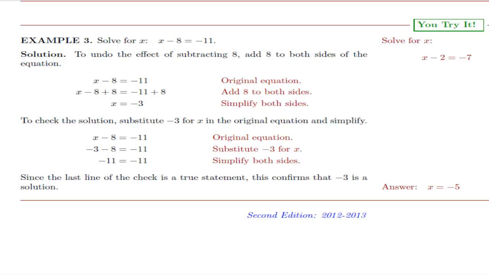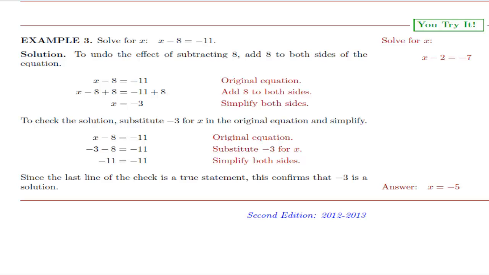Example 3. Solve for x. x minus 8 equals negative 11. Solution. To undo the effect of subtracting 8, add 8 to both sides of the equation. So the original equation is x minus 8 equals negative 11. If we add 8 to both sides, we get x minus 8 plus 8 equals negative 11 plus 8. If we simplify both sides, the 8's cancel on the left, leaving us with an x, and on the right, negative 11 plus 8 equals negative 3.